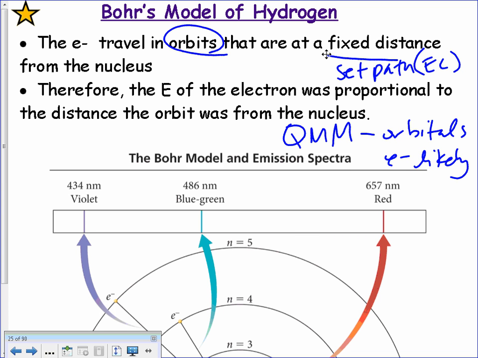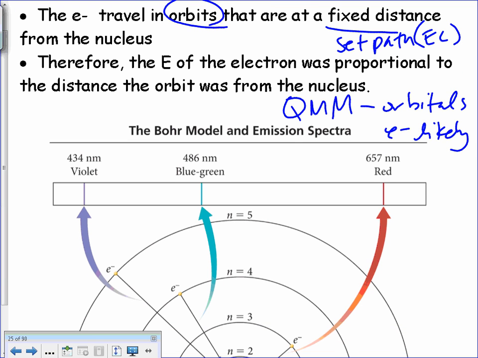Okay, so that's the difference: the orbitals have different shapes and they don't have set pathways. They also have a likelihood of finding an electron. We say that we will definitely find the electron in these specific shapes.